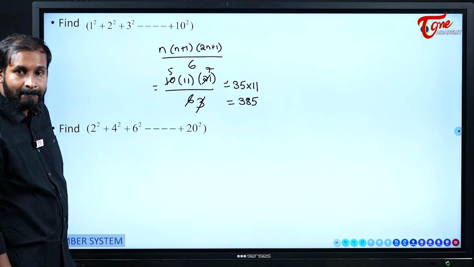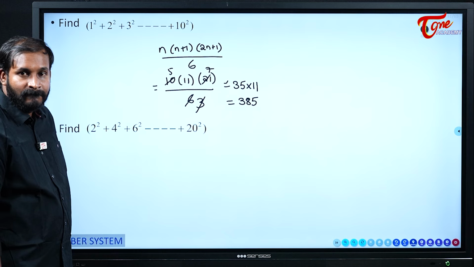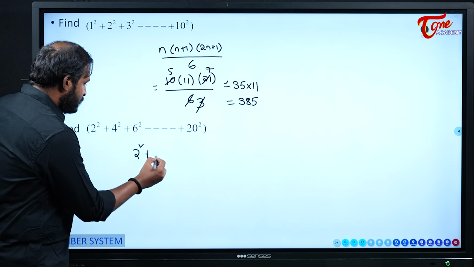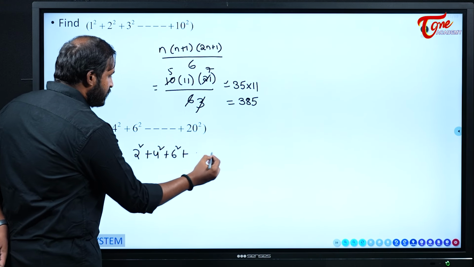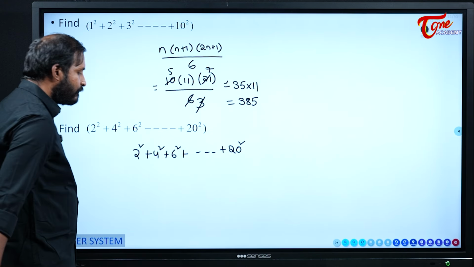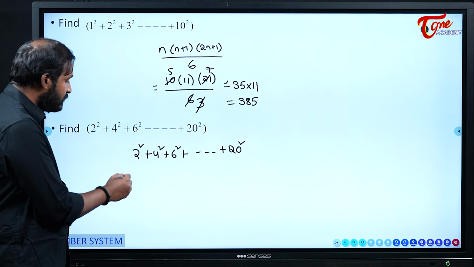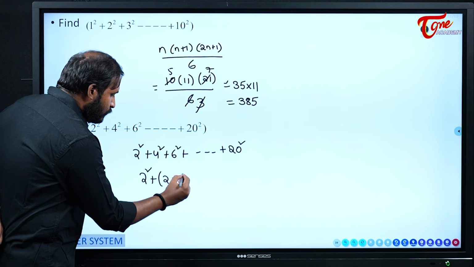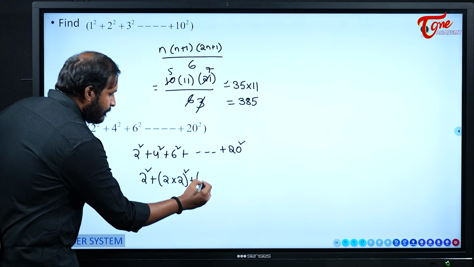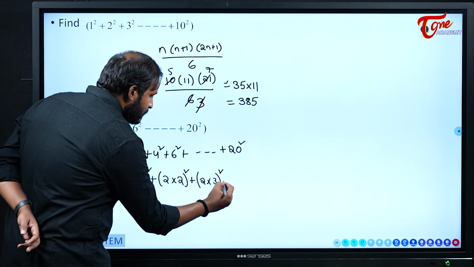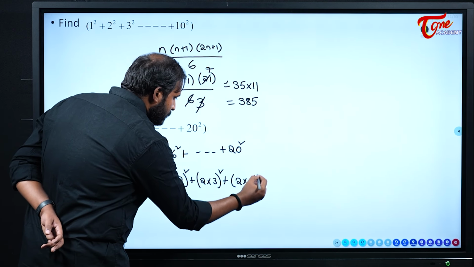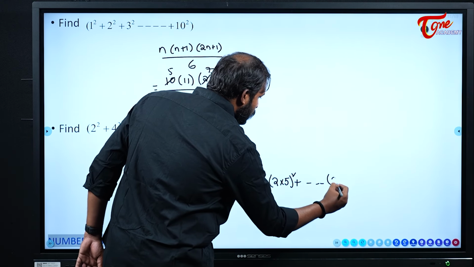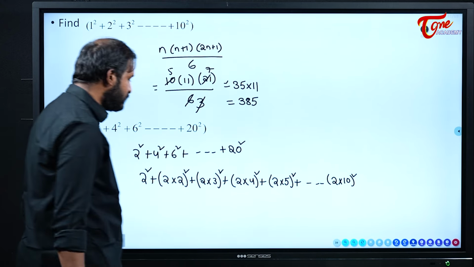Here what you will do? We don't have any formula. Then how we are going to solve these problems? Very simple. Please see here. 2 square plus 4 square plus 6 square and so on up to 20 square, right? What I am going to do is, I will write it a little bit differently. 2 square plus, I will write this as 2 into 2 whole square plus 2 into 3 whole square plus 2 into 4 whole square plus 2 into 5 whole square and so on up to 2 into 10 whole square. I can write this one in this manner.